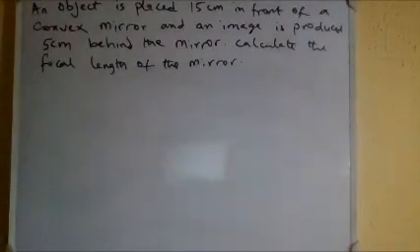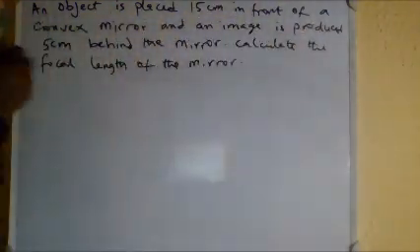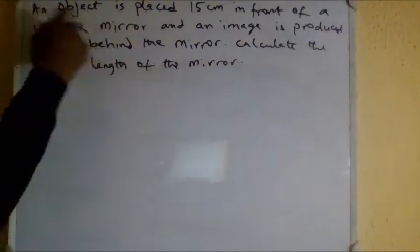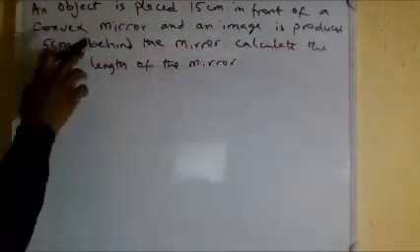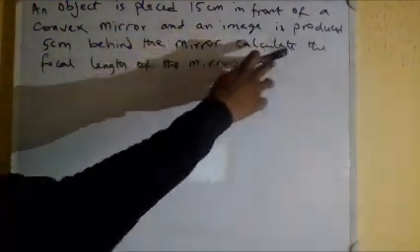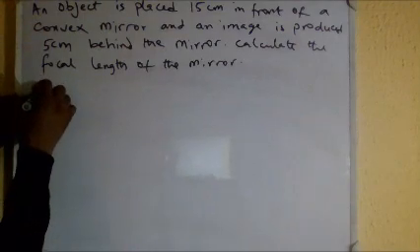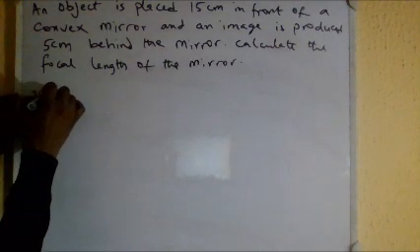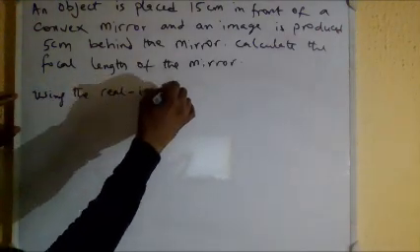All right, so we have a question on the board here. It says an object is placed 15 cm in front of a convex mirror. Always note the kind of mirror you are working with. So the object is placed 15 cm in front of a convex mirror, and an image is produced 5 cm behind the mirror. Calculate the focal length. So I said I love using the real is positive convention. So using the real is positive convention.